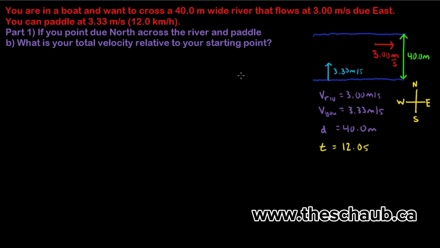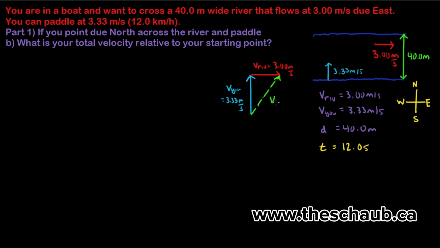So let's start by drawing a triangle of this scenario right here. Your resultant velocity is a combination of your velocity paddling across the river at 3.33 meters per second and the velocity of the river pushing you sideways at 3.0 meters per second. This resultant velocity is the vector between these two vectors. So if we draw this in here, this would be your resultant velocity and the velocity that somebody would see if they were above you watching with a helicopter.